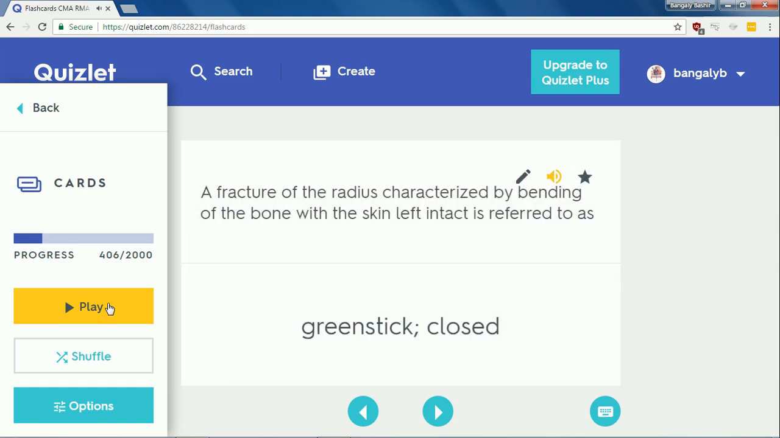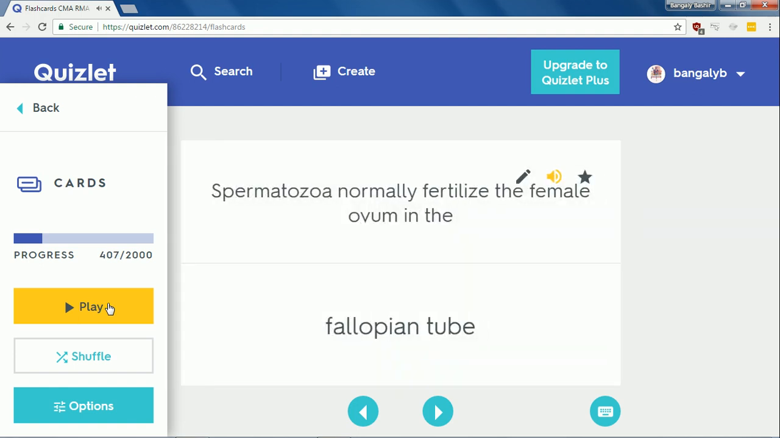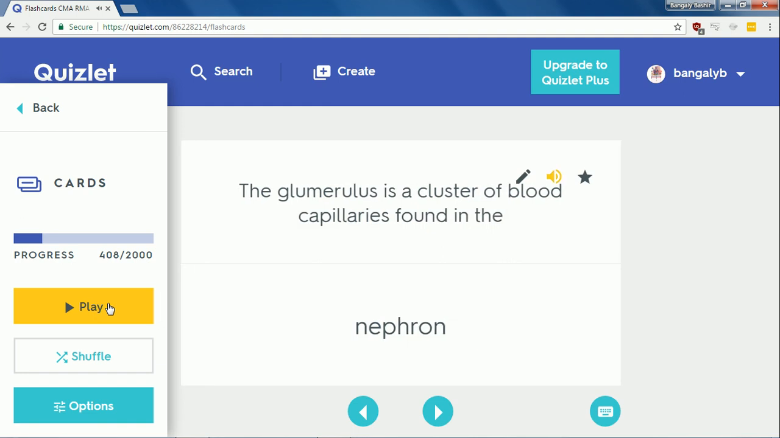A fracture of the radius characterized by bending of the bone with the skin left intact is referred to as greenstick, closed. Spermatozoa normally fertilize the female ovum in the fallopian tube. The glomerulus is a cluster of blood capillaries found in the nephron.